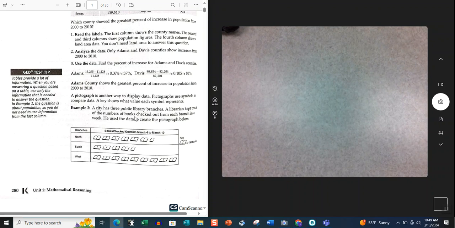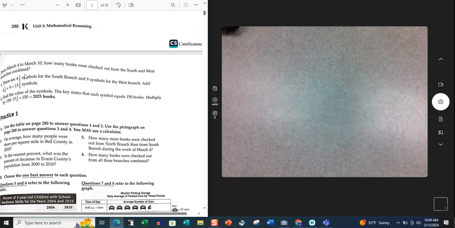A city has 3 public library branches. A librarian kept track of the numbers of books checked out from each branch in a week. He used the data to create the picture graph below. Now you notice we have symbols that look like books. And over here the key tells us that a full book is 150 books. And you notice we have half books here, which would be 75.